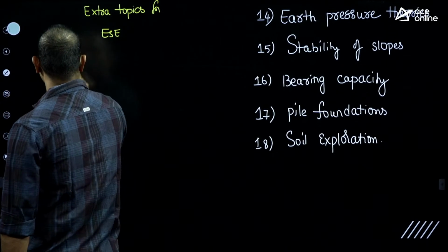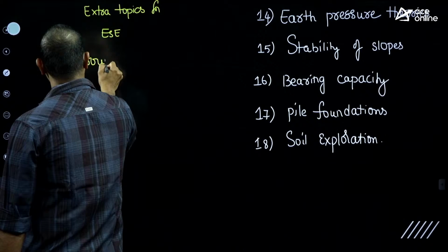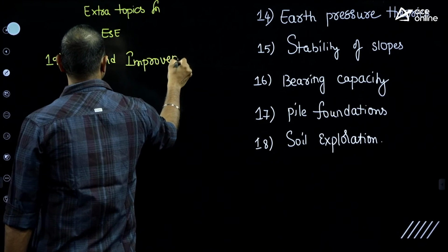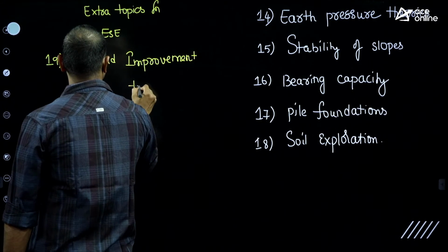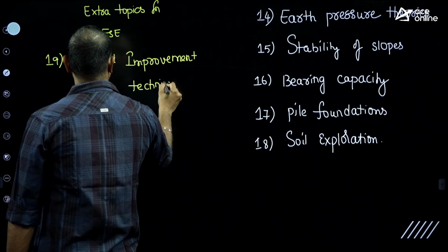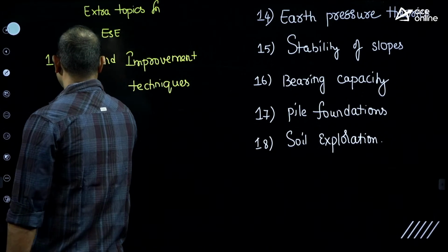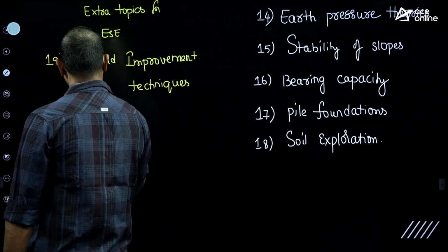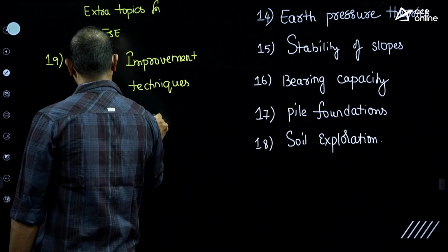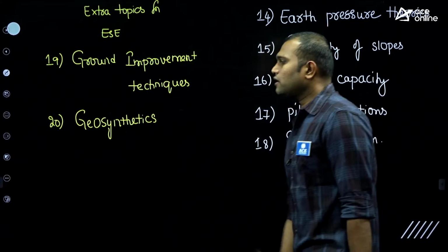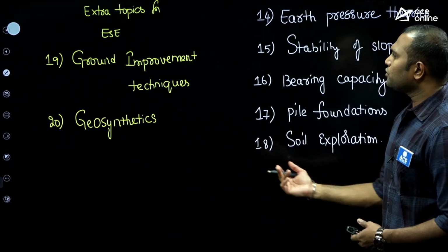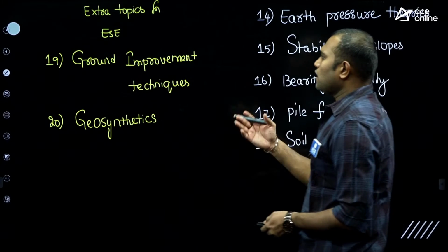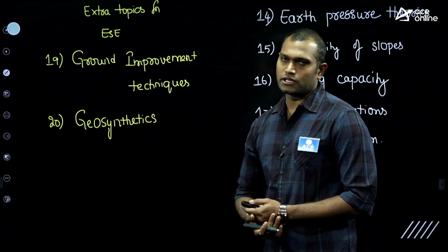Chapter number 19, ground improvement techniques and geosynthetics. These are the two extra topics that are required for the ESE examination, whereas ground improvement techniques and geosynthetics.